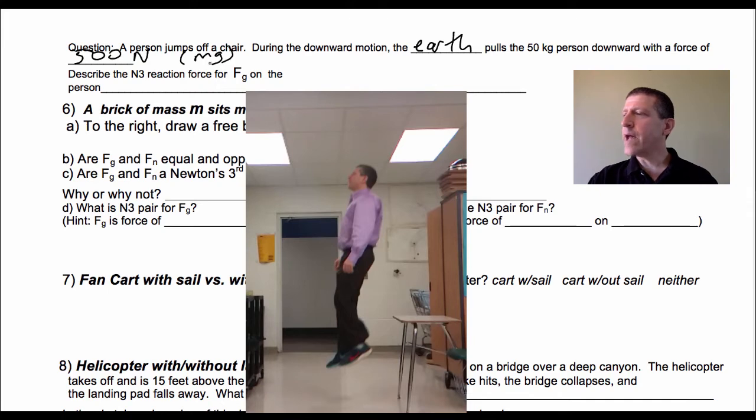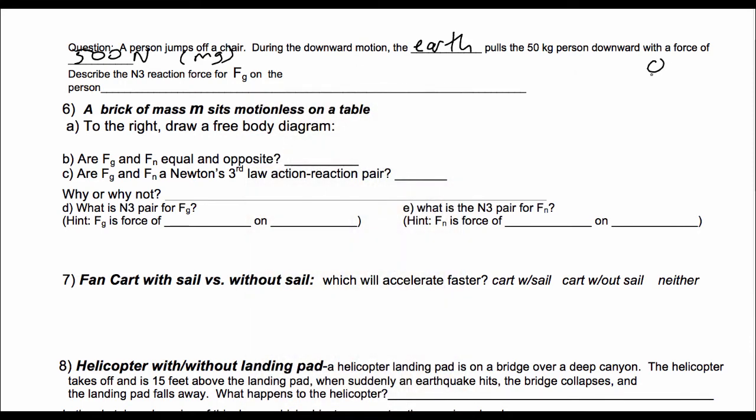That's the force. Now, what is the N3 reaction force for the force of gravity Fg on the person? What's that reaction force? Well, if it's the Earth pulling on the person, here's our person falling, and they have not hit the ground yet. They're falling. The force on them is mg down. What's the reaction force? Well, there's another object right here, the Earth. There's a force up on that. It's the force of the person on the Earth. Not when they land, it's while they're falling.